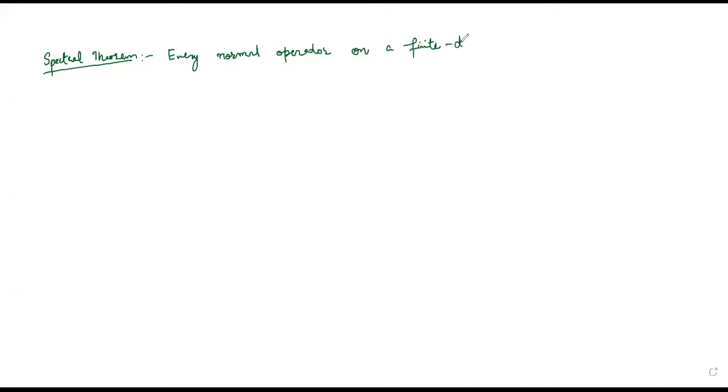finite dimensional inner product space, so let's call that H over C, is diagonalizable. By that I mean we can find a basis consisting entirely of eigenvectors of T, of that normal operator.